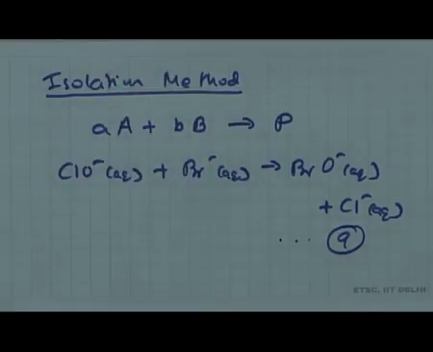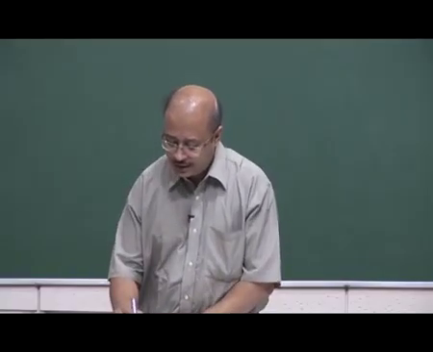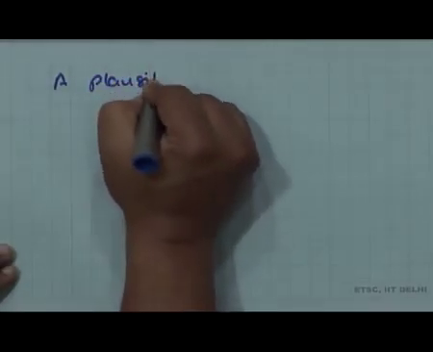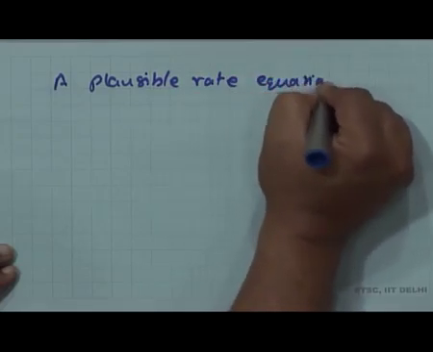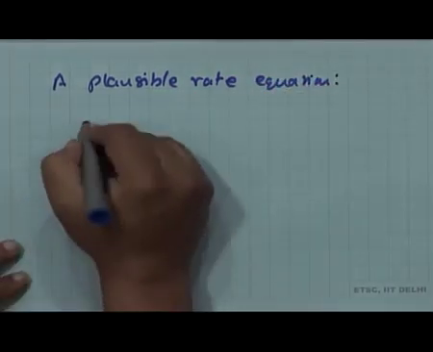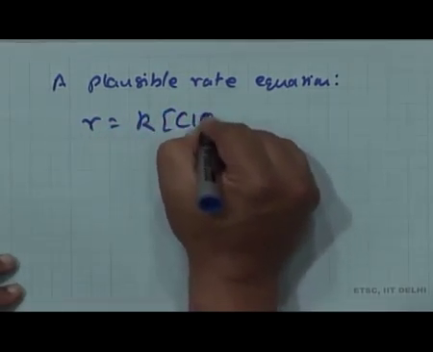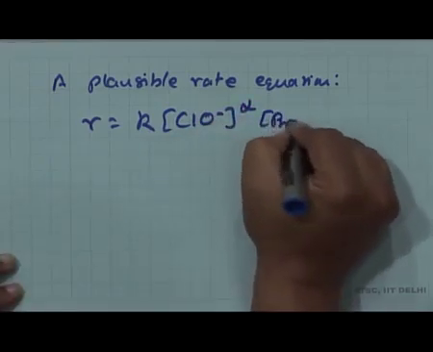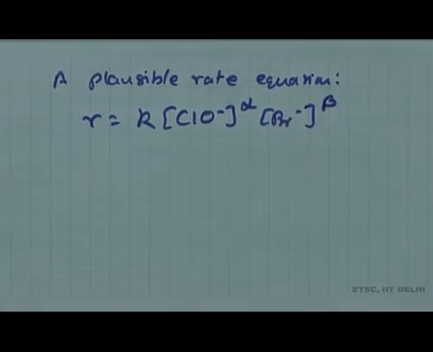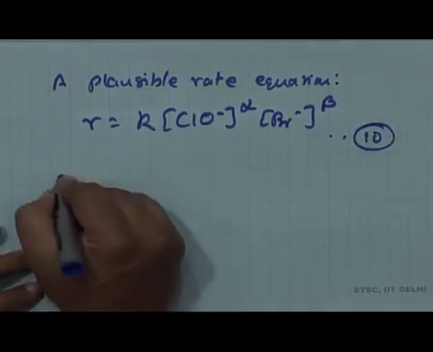A plausible rate equation for this one can be written as R is equal to K [ClO minus]^alpha [Br minus]^beta. So, this is a plausible equation to start with. Let this be 10. Look at this carefully.